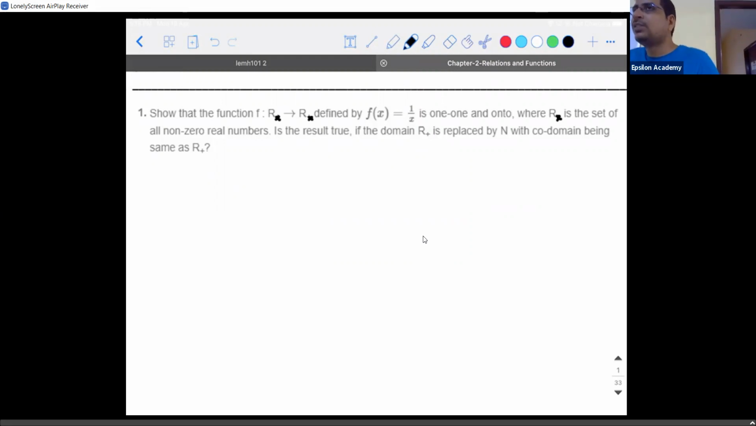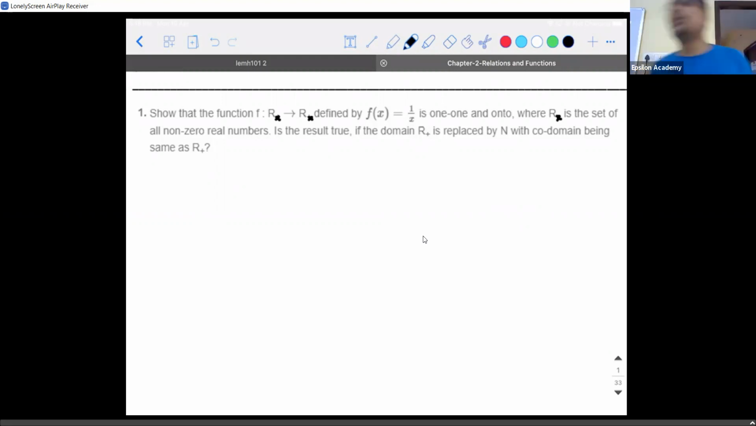If I put 1 by 0, is it defined? f of x is equal to 1 by x. I'll put x is equal to 1, 1 by 1 is satisfied. 2, it is satisfied. 1.235 is satisfied. But there is only one number which will not satisfy it. It is 0. So that is the reason they have mentioned it.